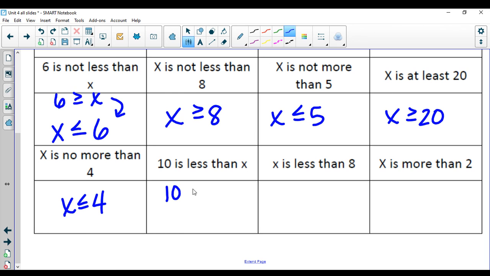10 is less than X. Again, we want to rewrite this one with X on the left. X is opening to the X and pointing to the 10. X is less than 8. And X is more than 2.